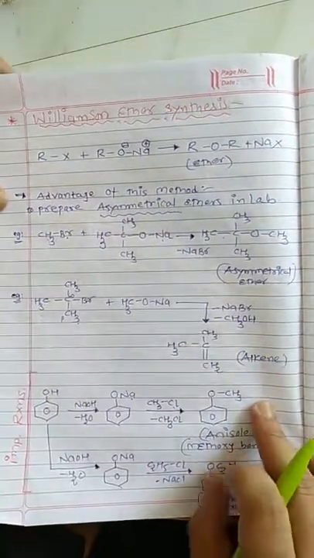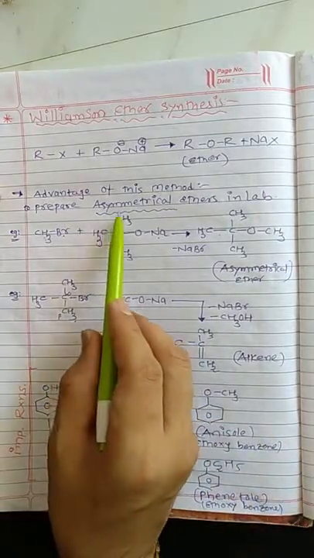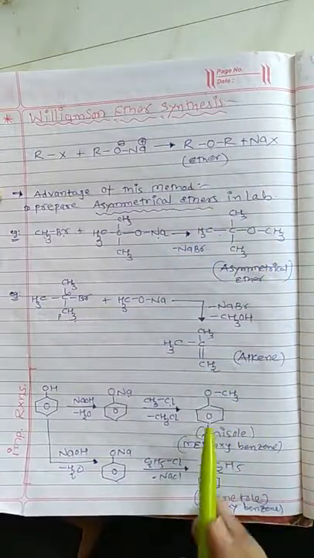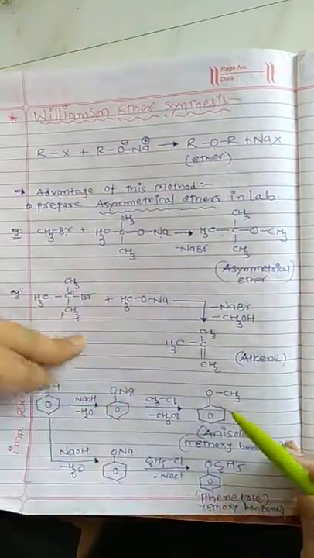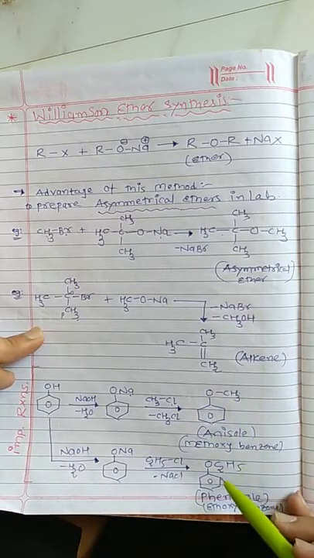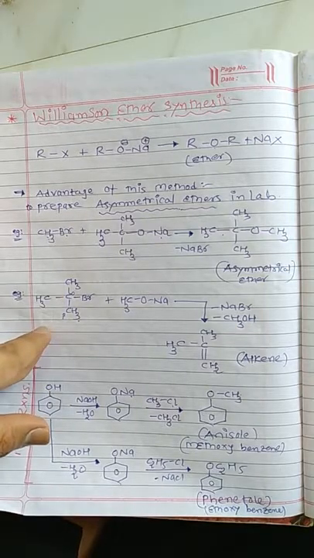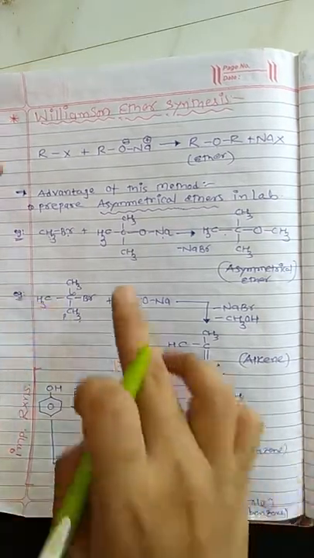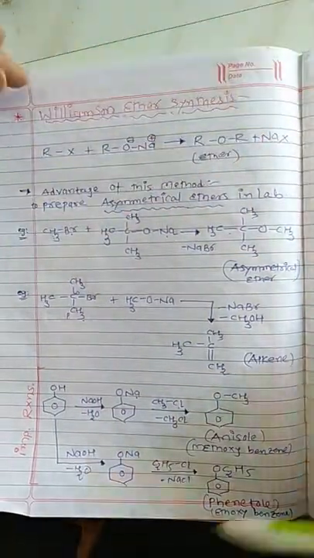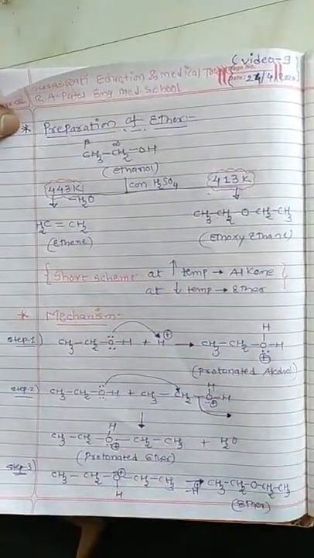So Williamson synthesis is used to manufacture asymmetrical ethers in the laboratory. So look over here, it is asymmetrical, let us check. Oxygen, on either side it has a different alkyl group or functional group, that's why it is asymmetrical. Now we will discuss which reaction scheme the formation of ether will follow. So this formation of ether will follow an SN2 type of mechanism.